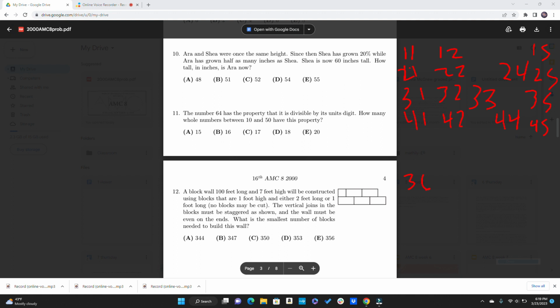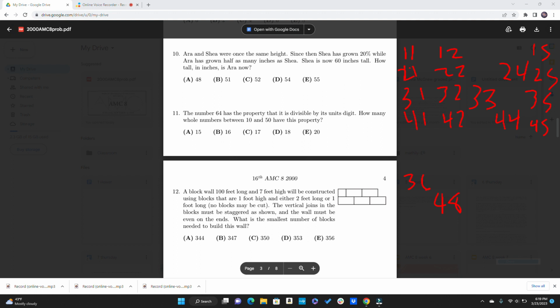Okay, 7, 17, 27, 37, 47. None of those are divisible by 7. 8, 18, 28, 38, 48. 48 is divisible by 8, but none of the other ones. And lastly, 19, 29, 39, 49. None of those are divisible by 9, so we are done.